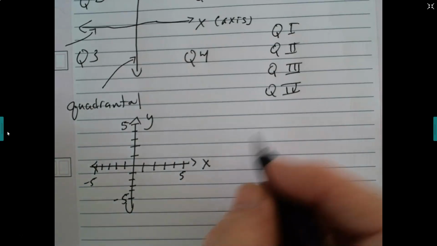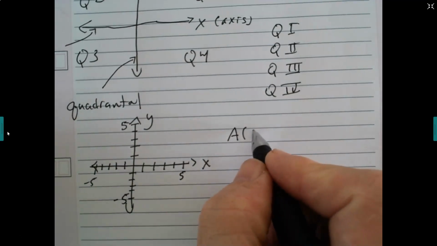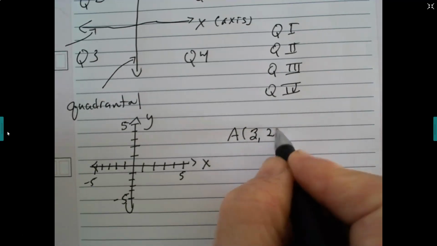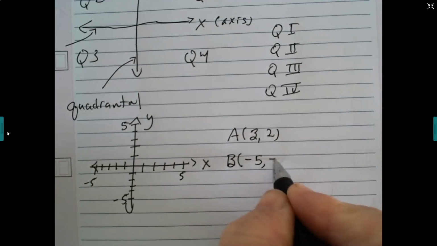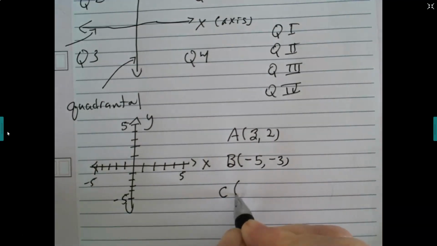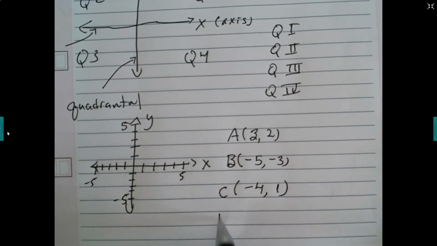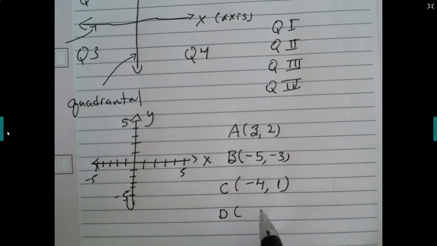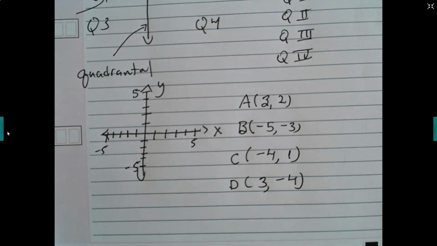And so let's plot these points. Let's say I have A, and let's call it 3, 2. And let's say B, -5, -3. C, let's call it -4, 1. And let's call point D, let's say we have 3, -4. Okay. Now go ahead and plot those 4 points, please.